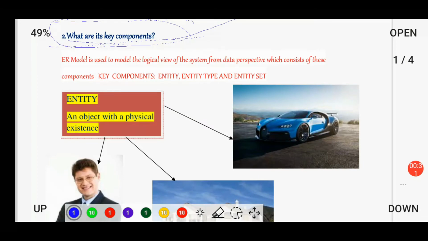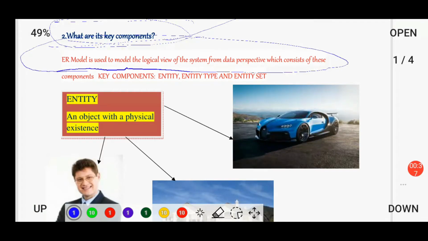First of all, we will tell you what the ER model is. The ER model is a logical view of the system. It shows how databases and data entities are connected with each other, and it consists of three key components. The first one is the entity, what it is, what its type is, and what the entity set is. These are the basic definitions of the three keywords.